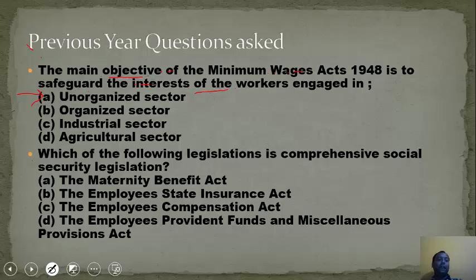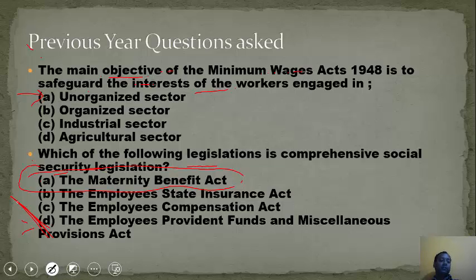Now, another question not directly related to Maternity Benefit Act, but it is mentioned in the question. Which of the following legislations is comprehensive social security legislation? As we have seen, it is EPF and Miscellaneous Provisions Act, but the Maternity Benefit Act is also mentioned, so I thought to put it rightly here. The answer will be this.